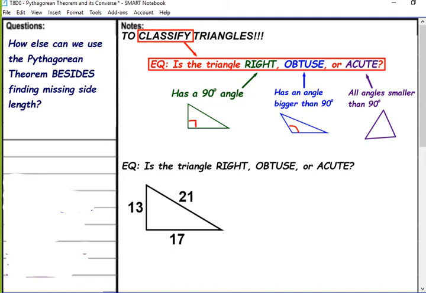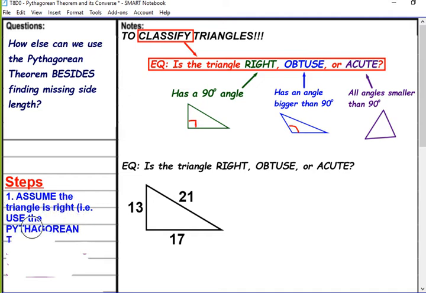So the way that we're going to attack this, in terms of finding steps, is we're going to assume the triangle is right. In other words, we're going to use the Pythagorean theorem. Even though I don't know this is a right triangle, I'm going to apply a squared plus b squared equals c squared.